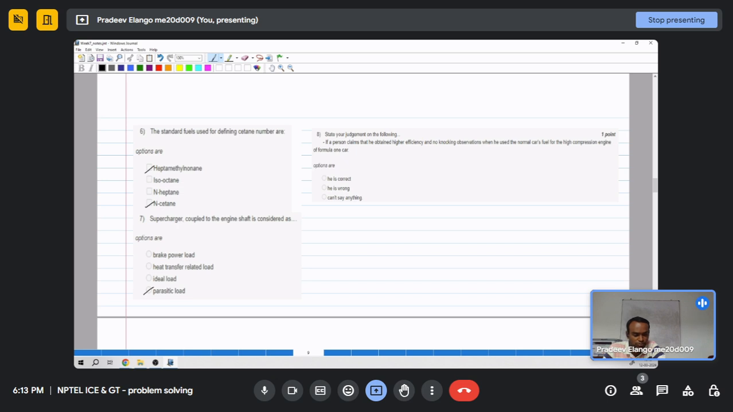State your judgment on the following. If a person claims that he obtained higher efficiency and no knocking observations when he used a normal car's fuel for the high compression engine of Formula 1 car, so he is wrong. For Formula 1 car, they go for a higher compression engine, and they have a special fuel which can resist knock. But if you put the normal fuel, normal gasoline with octane number of say 89 or 90 into an F1 engine, then it will undergo a lot of knocking, because of that the efficiency decreases.